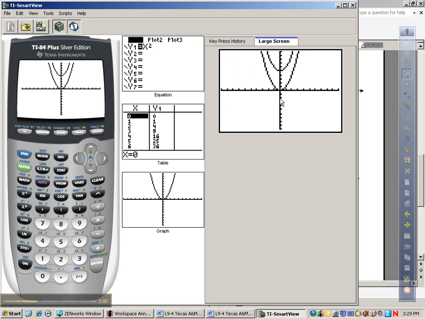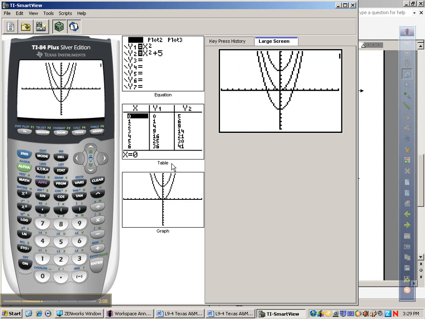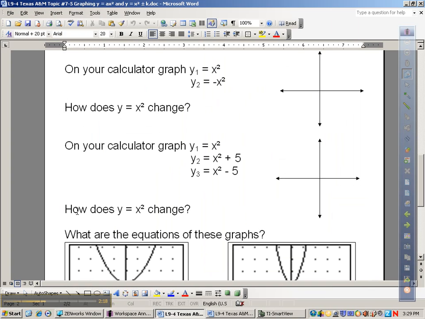Look at that. Let's count this. It went from 0 up 1, 2, 3, 4, 5. So it shifted it up 5. Guess what's going to happen when you put in -5? I think you already know. -5, and let's graph that. It did exactly what we thought it was going to do. 1, 2, 3, 4, 5. It shifted it down 5. Let's add that to our notes.